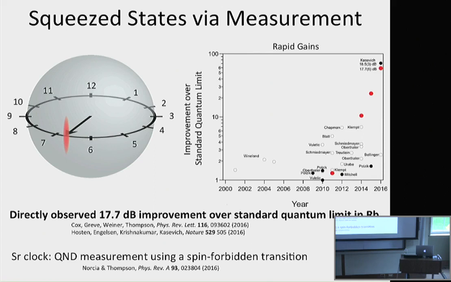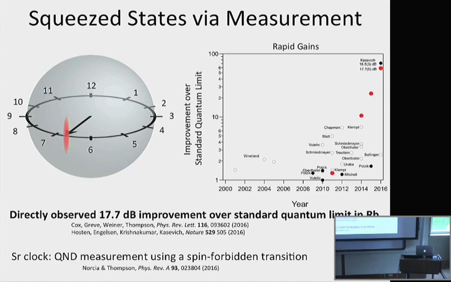In our strontium system, I won't talk about it, but we've also applied this kind of, sometimes called a quantum non-demolition measurement. It's a different kind of QND than people use for single qubits. We mean it in a different way. It's a collective measurement. But we've done it using a spin-forbidden transition in strontium and said that, yeah, it looks like this would be a really great way to create entanglement in a strontium optical lattice clock.